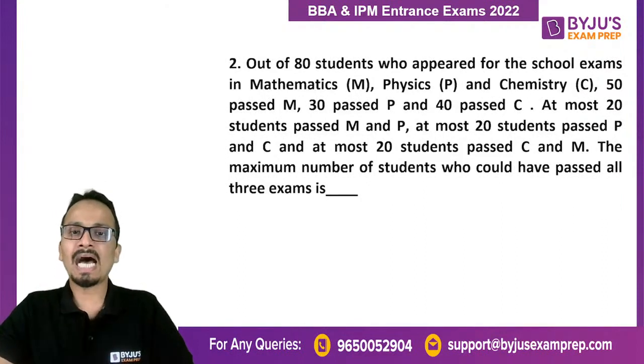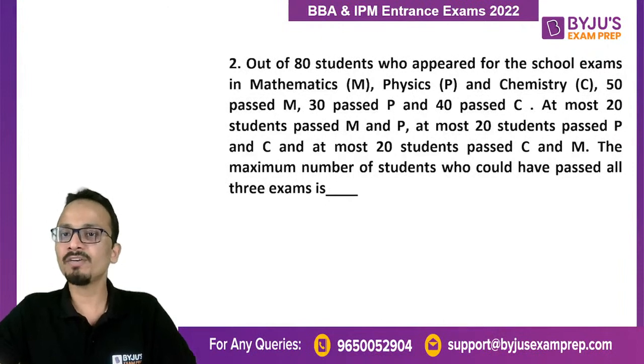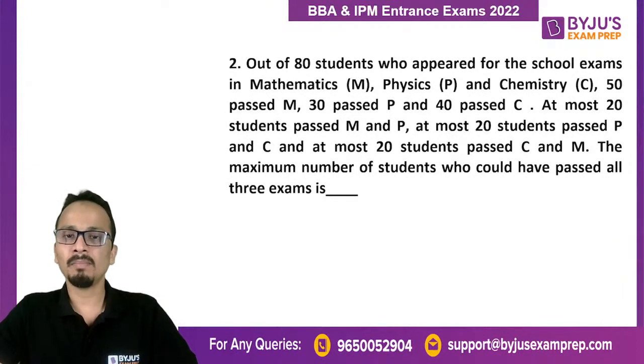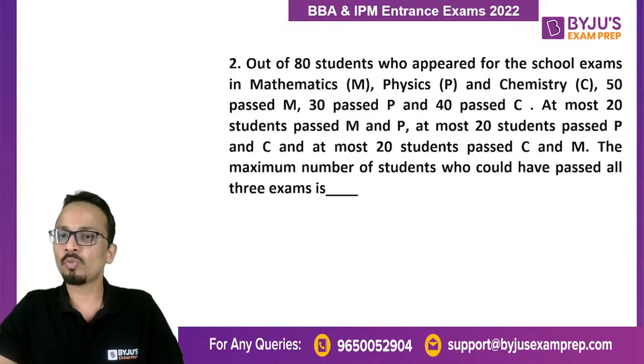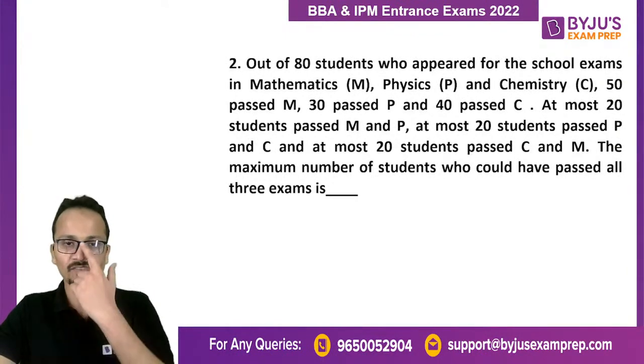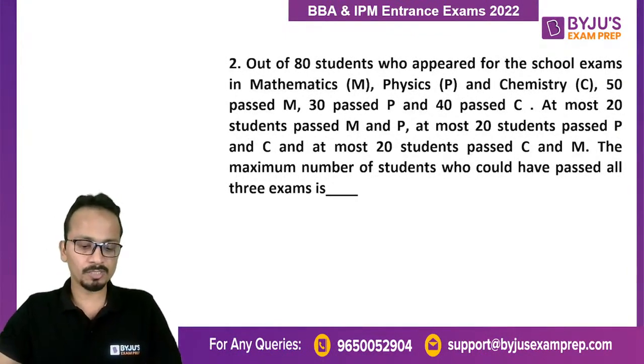A question says that out of 80 students who appeared for the school examination in maths, physics and chemistry, 50 passed in maths, 60 passed physics, 40 passed in chemistry. At most 20 students passed in maths and physics, at most 20 in physics and chemistry, and at most 20 in chemistry and maths. The maximum number of students who would have passed all the 3 examinations.